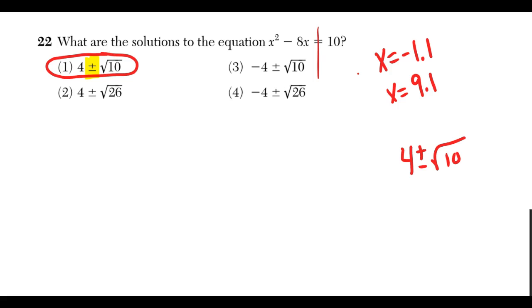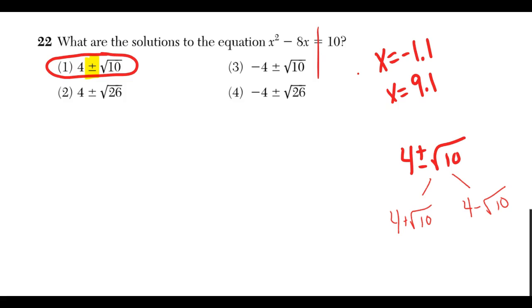If I were to split this up, one scenario is 4 plus the square root of 10, and the other scenario is 4 minus the square root of 10. It's a mathematics shortcut to write the same thing. Instead of having to write two different expressions, I can write one expression, just use the plus and the minus because I'm going to do one of each.